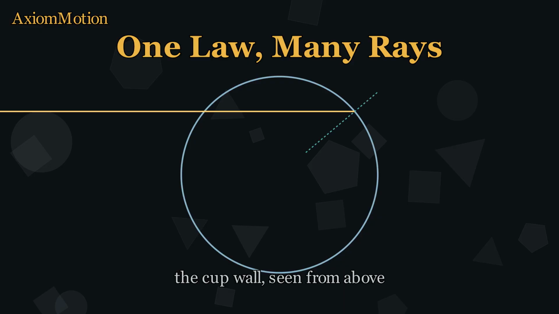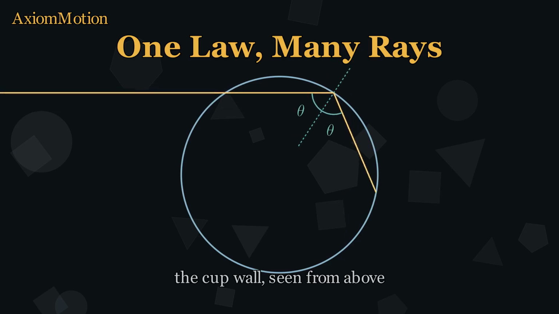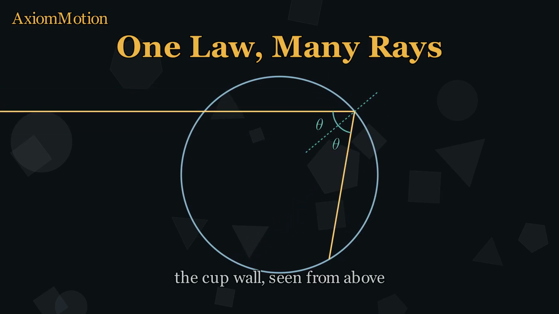At the point of impact, draw the normal, the line pointing straight out from the center. The law of reflection says the ray bounces off at the same angle it arrived. Equal angles on both sides of the normal, no matter where the ray lands. That is the only physics this whole story needs.